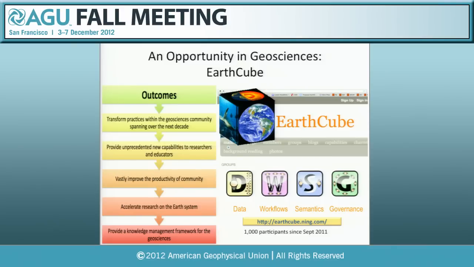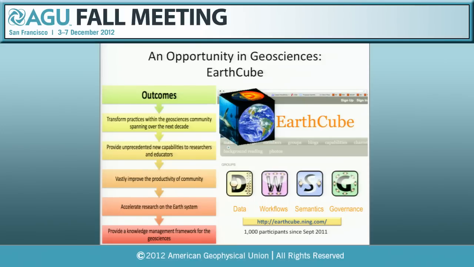It's an initiative to look at how we can improve cyberinfrastructure for geosciences, and it's a very community-driven kind of framework. There's a website that's kind of a social side. There's a URL there at the bottom on the right. There are more than 1,000 people participating and contributing to it. There are a lot of discussions going on.